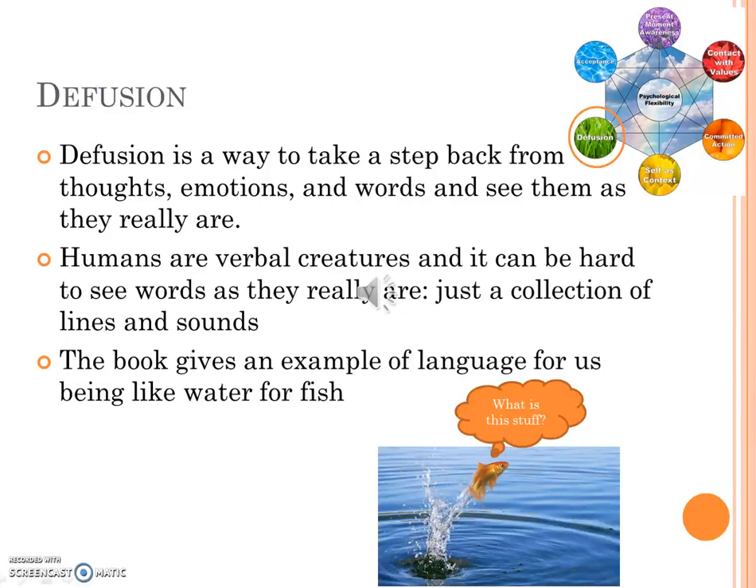So my next activity focused on diffusion. And diffusion is just a way to take a step back from thoughts, emotions, and words and see them as they really are. The book gives an example of language for us being like water for fish. It's really hard for us to see language as it really is. And words are just a collection of lines and sounds, and sometimes it's hard to remember that because we give so much meaning to them.